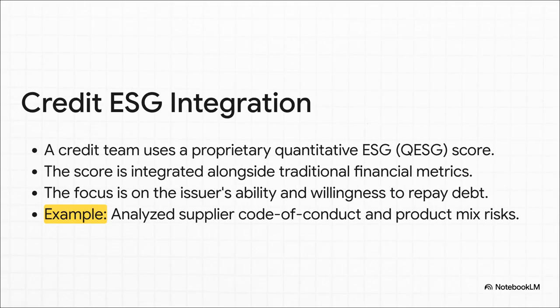Okay, let's circle back to fixed income for a minute. In this example, you have a credit team that built their own proprietary ESG score. And this wasn't just some extra data point on the side. It was a primary input, right there alongside traditional metrics like leverage and interest coverage. So when they looked at a consumer goods company, they were laser-focused, asking questions like, could their weak supply chain code of conduct create a scandal that hurts cash flow and ultimately threatens their ability to pay back their debt?